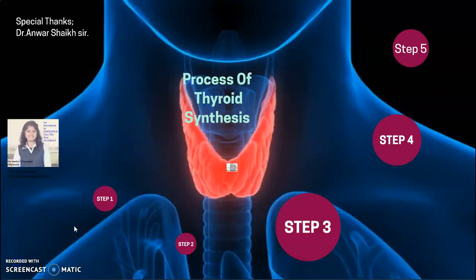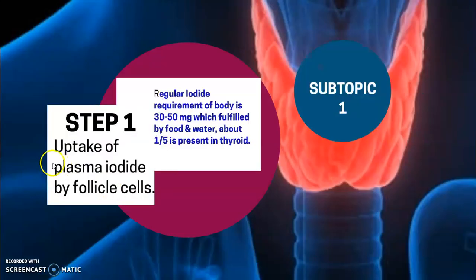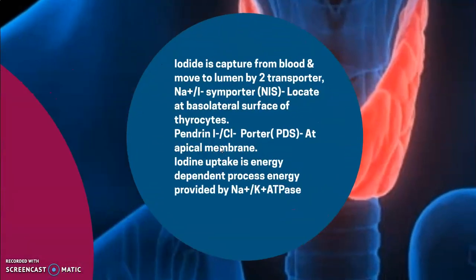The steps involved in thyroxine synthesis are divided into 5 steps. We will see them one by one. The first step is uptake of plasma iodide by the follicle cell. The daily iodine requirement of the body is 30 to 50 mg, which is fulfilled from our food and water. Of the total iodine that gets taken up, only 1/5 is present in thyroid hormone.